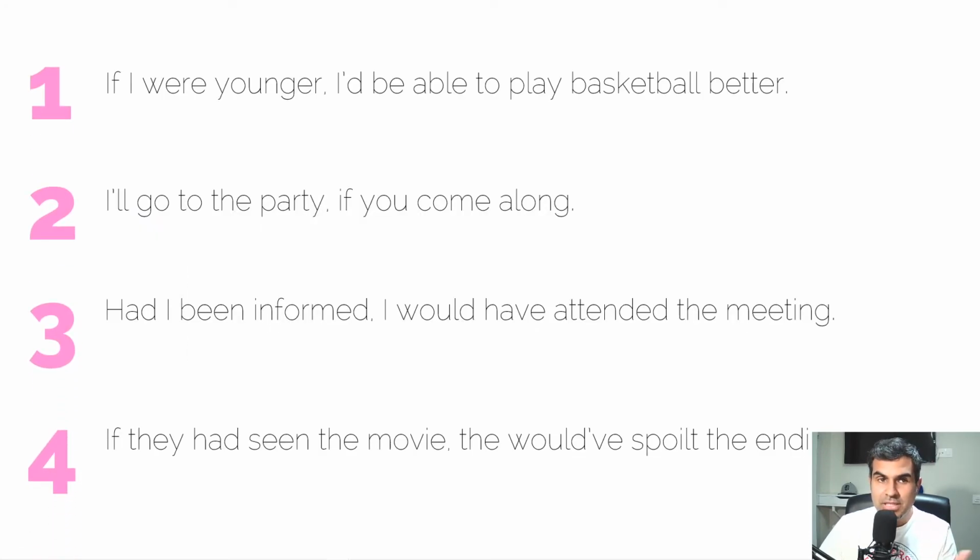Take a look at these four sentences. Let's take a look directly at number one, and let's read it. If I were younger, I'd be able to play basketball better. Take a look at that. If I were younger, I'd be able to play basketball better. As you can see, this doesn't sound very true.